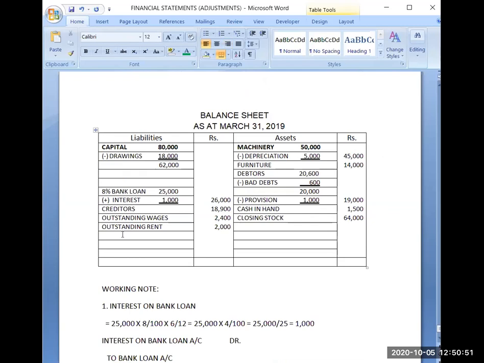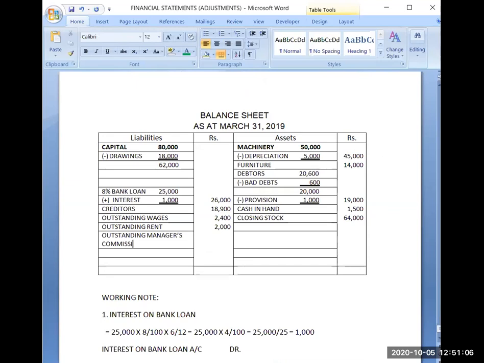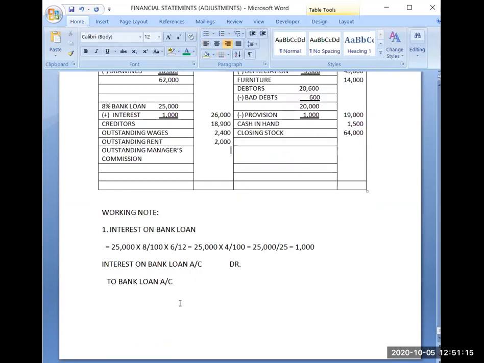And because I have not given this manager commission till now, that's why it will be written as outstanding manager's commission. Now I will go to the amount section. I will again prepare a working note for that. It is saying manager commission.